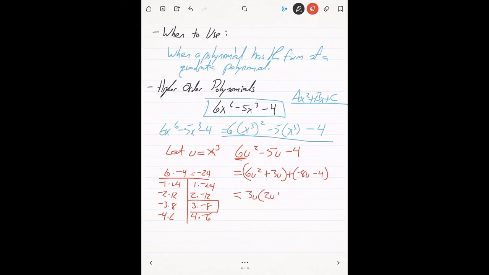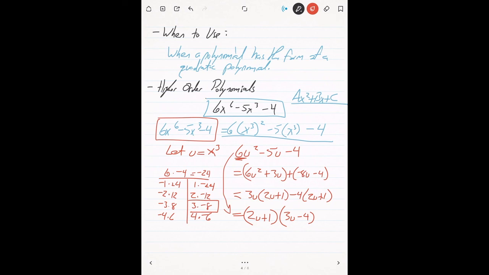We're left with 2u plus 1. And let's factor out the GCF here of negative 4. We're left with a 2u plus 1. We can then factor out the common binomial, 2u plus 1, and we're left with 3u minus 4. So we have factored down the form, okay? We factored down the form of the polynomial. We didn't factor the original polynomial, just its form.